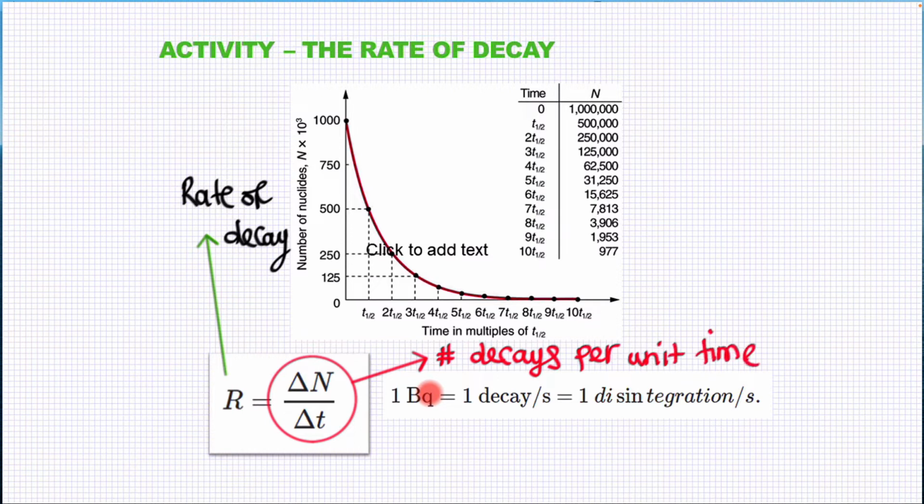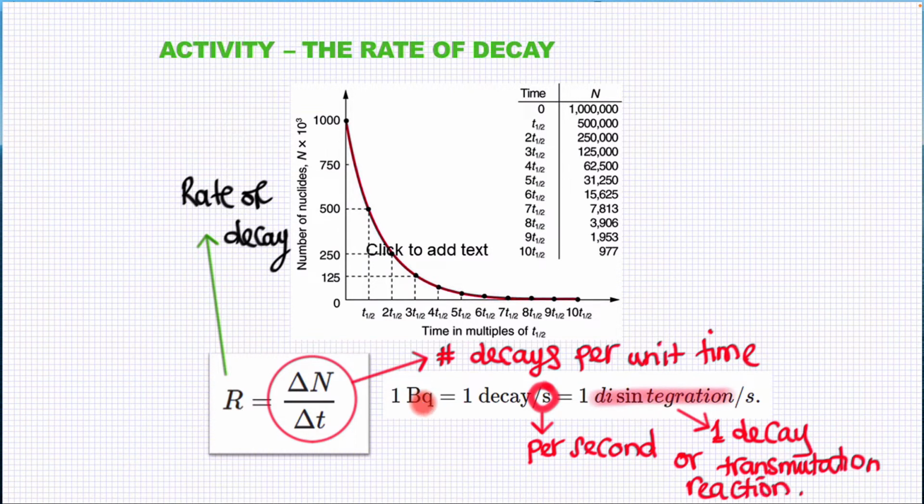The delta n on delta t represents the change in the number of nuclei over the changing time, or decays per unit time. Now the standard international unit is the becquerel, and the becquerel represents 1 decay per second, so it's measured per second. Of course we can have decay rates that are in years or minutes or days. We always need to convert them back to the standard international unit, which is decays per second, which really just represents the number of disintegrations or decays or transmutations occurring per second.